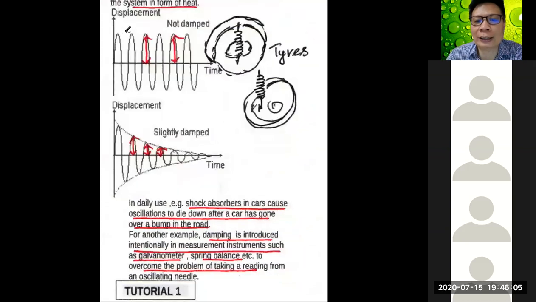How does this shock absorber help us? When the car bumps on the road, the shock absorber will stop the vibration, correct? Stop the vibration of the car. One more example is what? Look at the screen. One more example is?